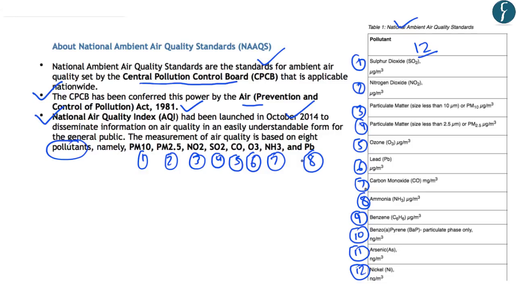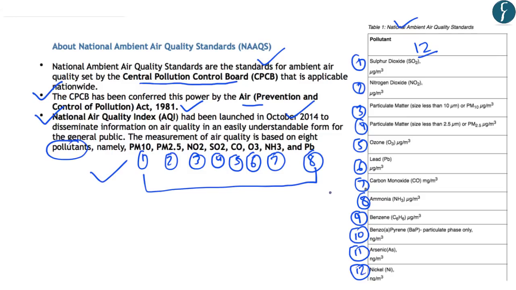So here it is important to learn that the National Air Quality Index monitors only 8 pollutants. On the other hand, the National Ambient Air Quality Standards provides for standards related to 12 major pollutants. So the names of these 12 pollutants are important for us from the exam point of view. And previously you should note that a question was asked in the year 2016 related to National Air Quality Index. And one important observation is that the carbon dioxide, which is generally assumed to be a pollutant, is actually not a pollutant.